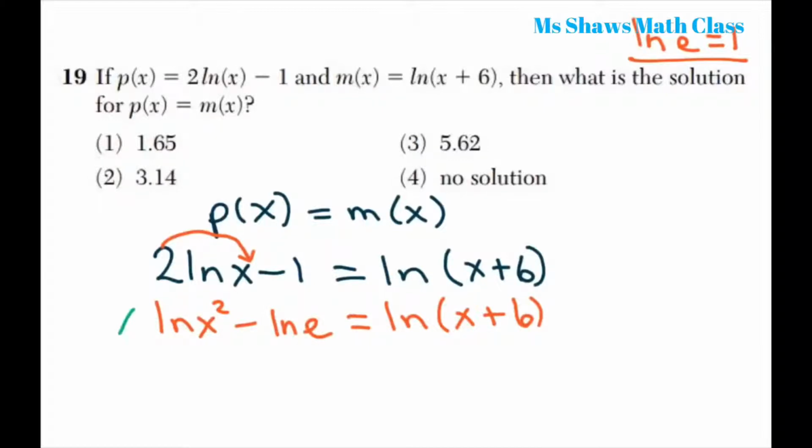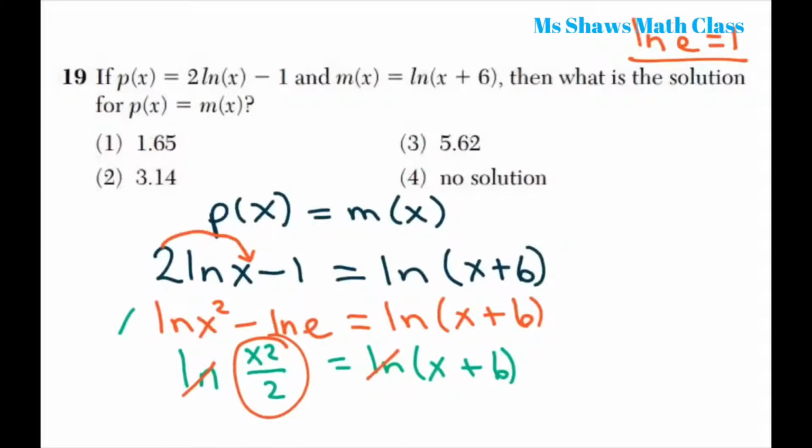Now I'm going to condense the left-hand side as a single log. So that's going to be ln of x squared over e equals ln of x plus 6. Now we want the left side to look like the right, so I can cross these two out, and solve for x here. So we have x squared divided by e equals x plus 6.